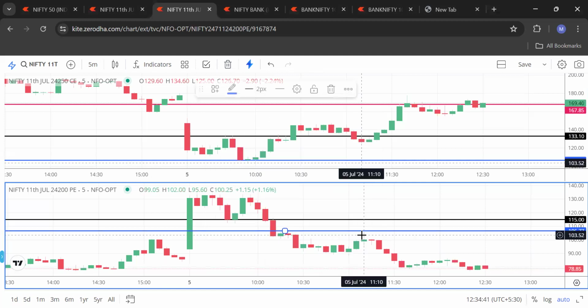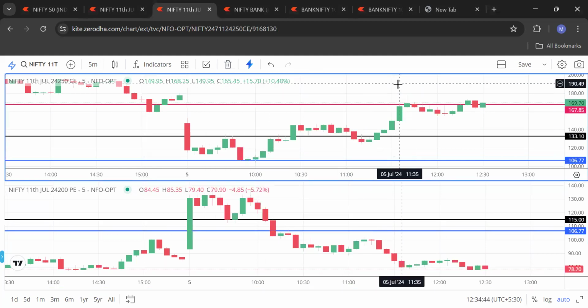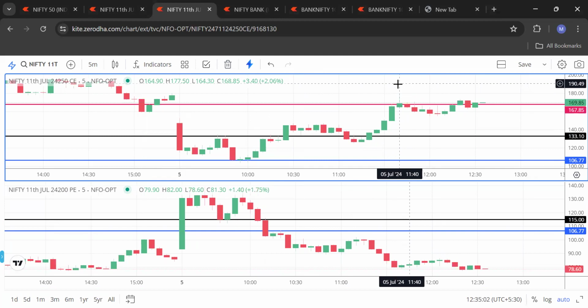Now, the important thing is, just remember, equal and opposite, only two conditions. The price of either call or put should be above SPP, that is 106.77, as well as the midpoint of the day, meaning day high plus day low divided by 2. At the same time, the opposite side option price should be less than SPP, that is 106.77, as well as the midpoint of the day.